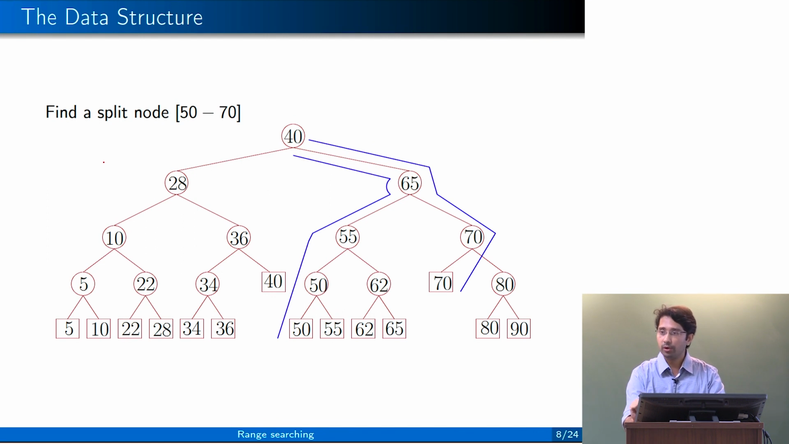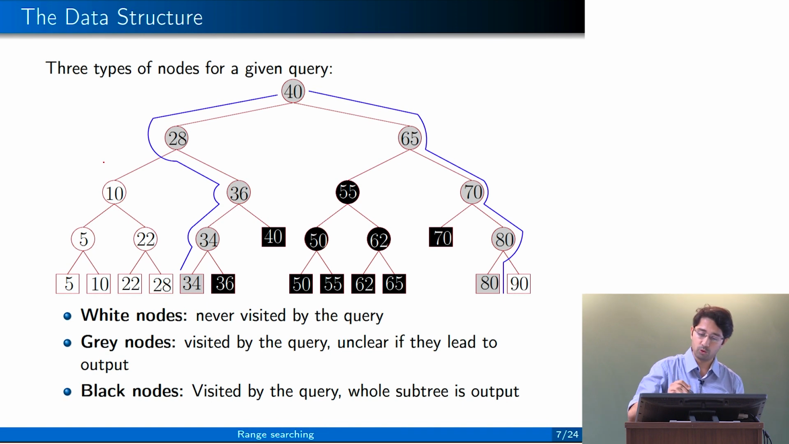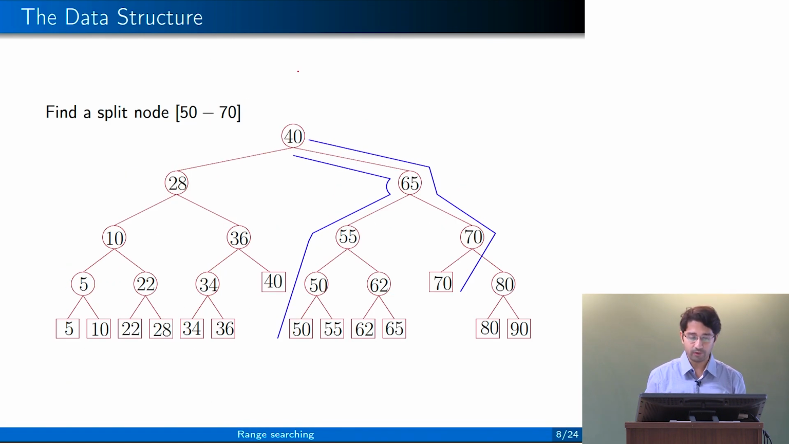So, how will my search algorithm work? First I will find a split node. What is a split node? Split node is where the left value and the right value split into two different subtrees. In the previous example, the split node was 40, but here when I am looking for 50 to 70, 65 becomes my split node. From 65, the left search will take one path and the right search will take another path.